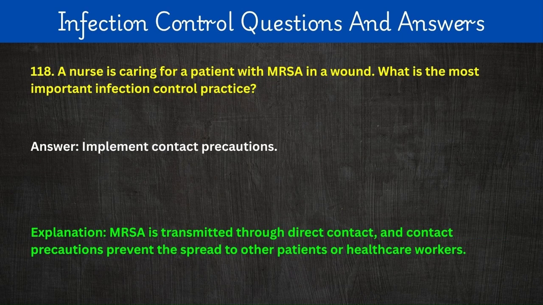118. A nurse is caring for a patient with MRSA and a wound. What is the most important infection control practice? Answer: implement contact precautions. Explanation: MRSA is transmitted through direct contact, and contact precautions prevent the spread to other patients or healthcare workers.